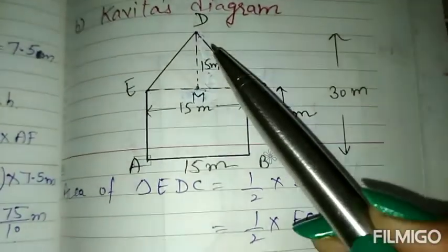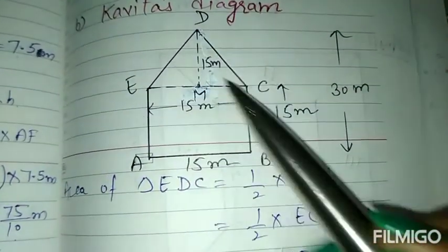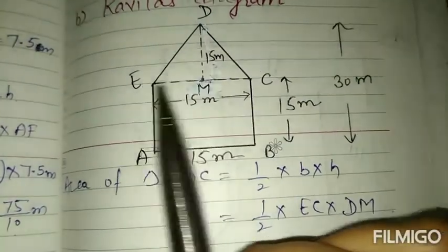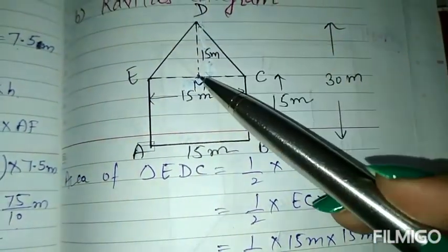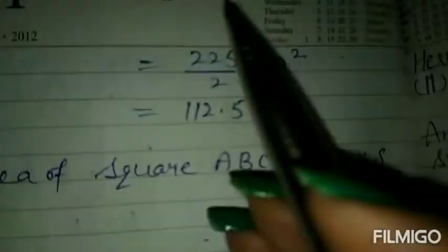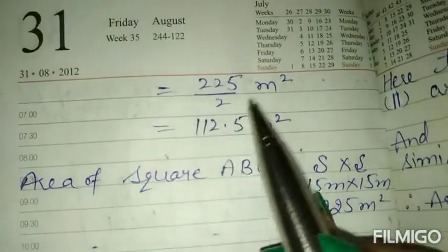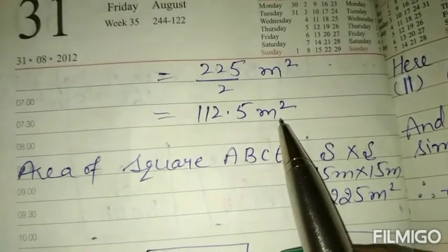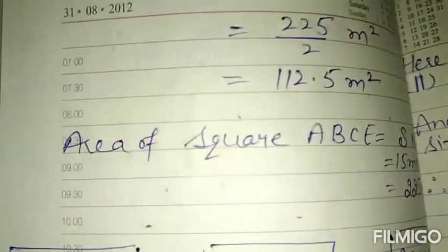So how will we calculate the area of the triangle EDC? By using the formula half of base into height. Base is EC and height is DM. Then half of 15 into 15 becomes 225 by 2 meter square. When you divide, you will get 112.5 meter square.